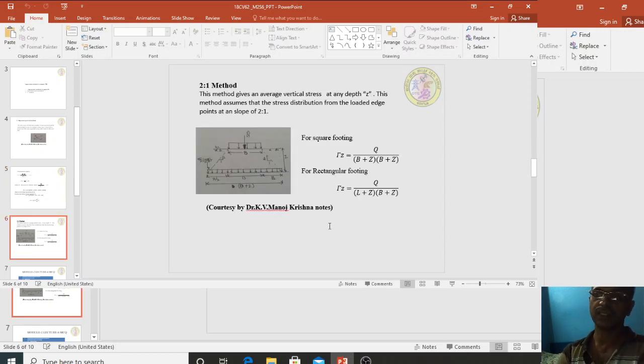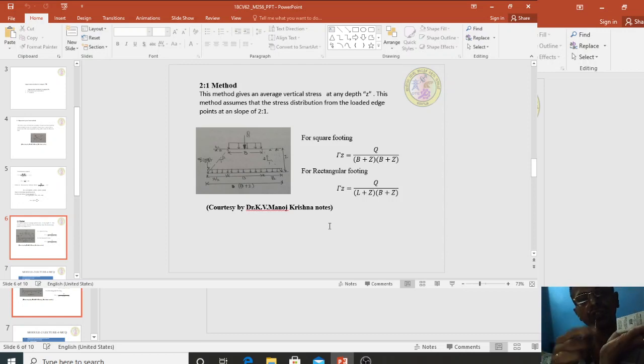Next method, the 2:1 method. What is meant by the 2:1 method? The 2:1 method is the process of stress distribution from the footing edge. For example, this is your footing edge which is resting on this ground.